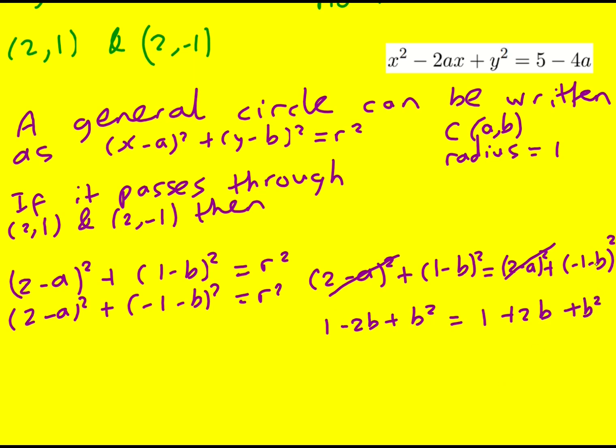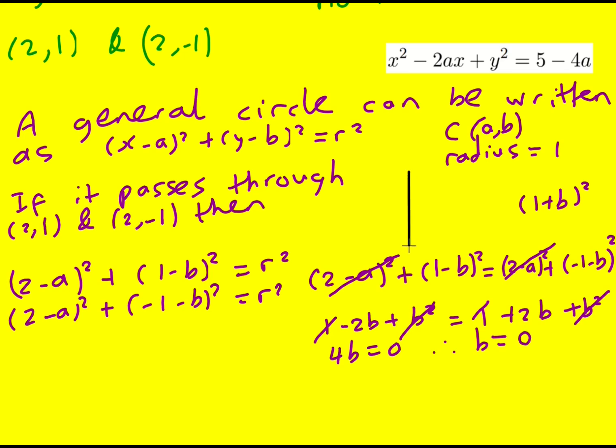Note, by the way, if you have minus 1 minus b squared, it's the same as if you have 1 plus b squared, because you're just squaring the negative. And when you square minus 3, you get 9. If you square 3, you get 9. So you can just make it all positive if you want. These are going to cancel. The 1s are going to cancel. We're left with 4b is equal to 0.